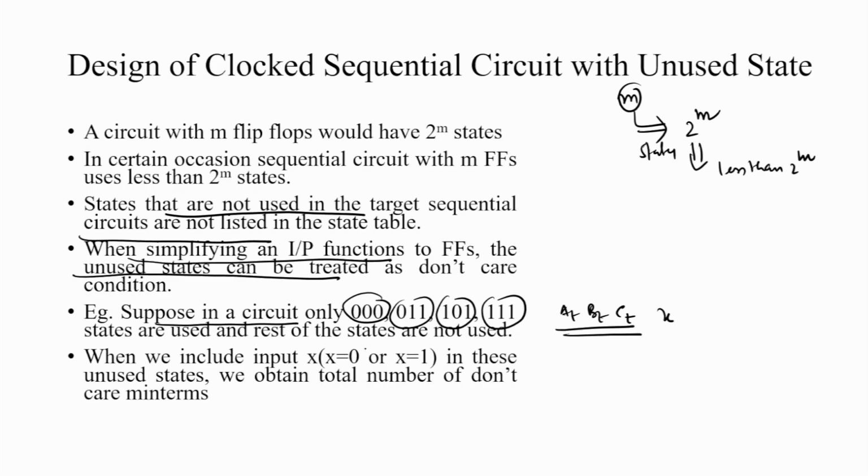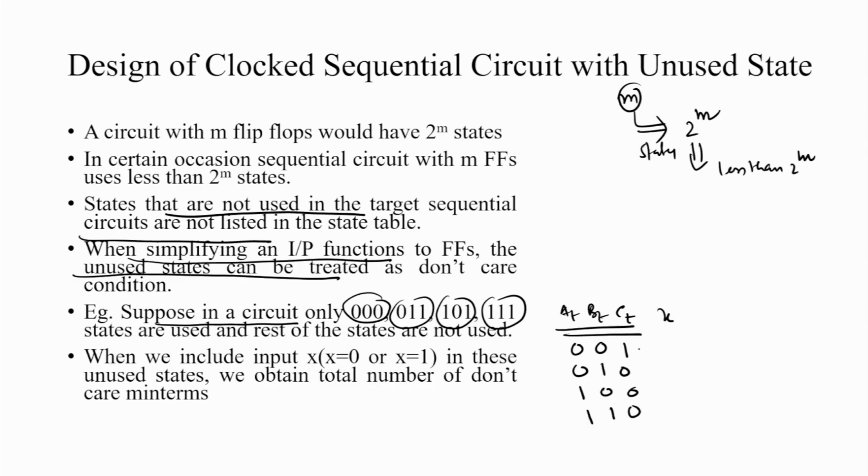Here, in which combinations are the states not used? 0 0 1 is not used, 0 1 0 means state 2 is an unused state, and similarly 1 0 1. Here we use only 0, 3, 5 and 7, which means 4, that is 1 0 0, is also not used, and when the state value is 1 1 0 it is also not used.